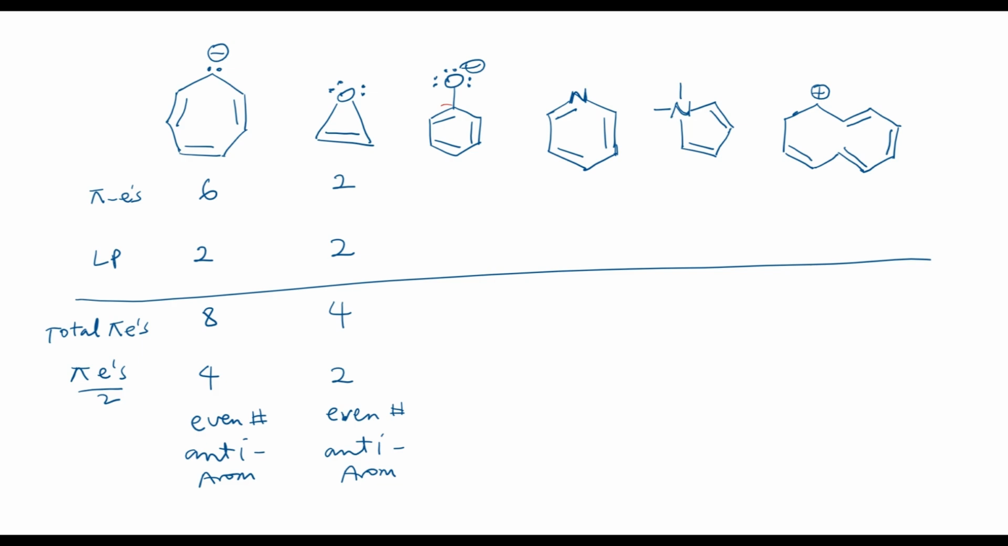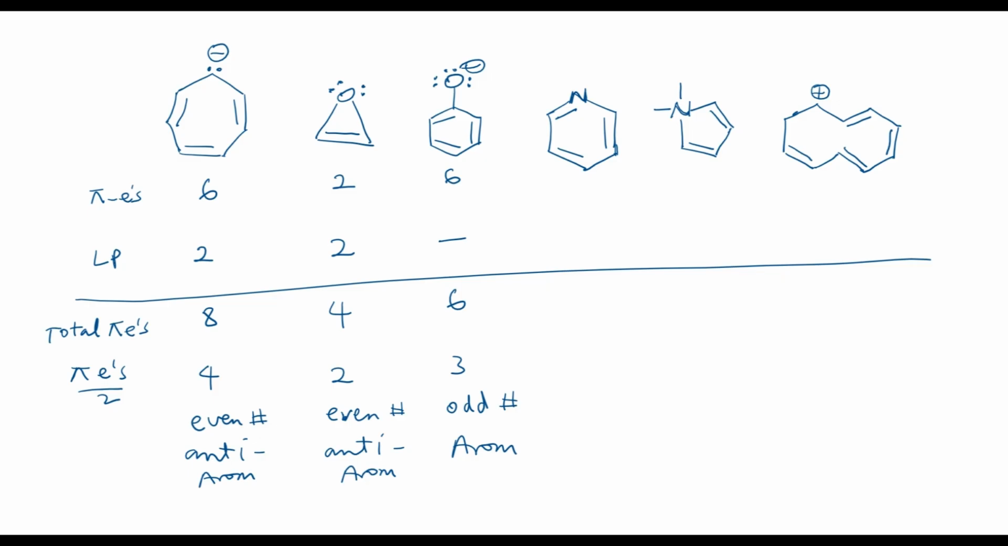For the next molecule, there is a ring, and all the atoms in this ring are sp2 hybridized. Also, for the previous molecules, all these atoms are sp2 hybridized. So total pi electrons from the pi bond is 6. We have no lone pair, so lone pair is 0. Total pi electrons will be 6. 6 divided by 2 is 3. 3 is an odd number, therefore this molecule is aromatic.